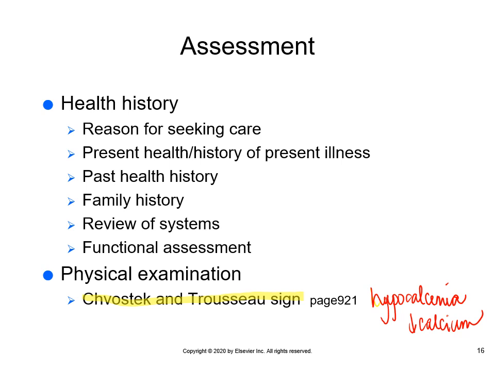And then for the Trousseau sign, letter B, if you look at it, this is a carpopedal spasm that occurs when we inflate a BP cuff above the patient's systolic BP and leave it in place for 2 to 3 minutes. It curls the fingers inward like that in the picture. It's called a Trousseau sign, and that is indicative of hypocalcemia, or low calcium in the blood.